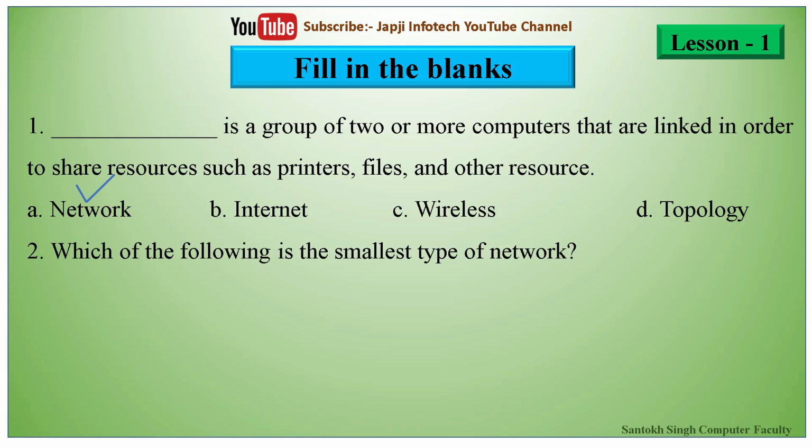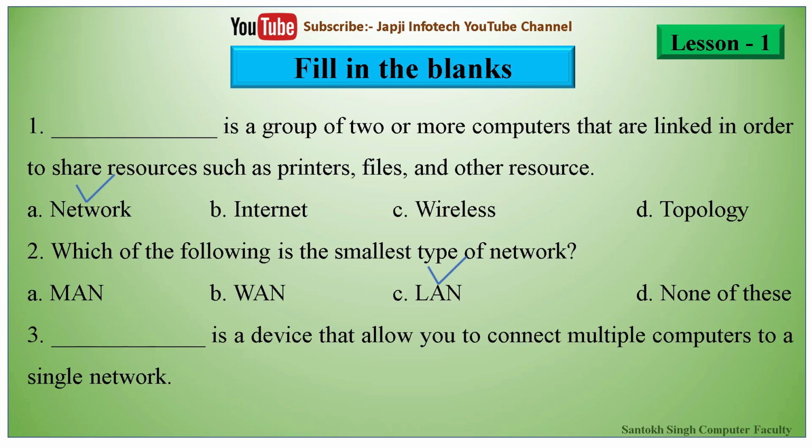The second one is: which of the following is the smallest type of network? The options are MAN, WAN, LAN, or none of these. The right answer is LAN, the smallest type of network. The third one is: dash is a device that allows you to connect multiple computers to a single network. The options are hub, bus, ring, star. The right answer is hub, a device that allows you to connect multiple computers to a single network.